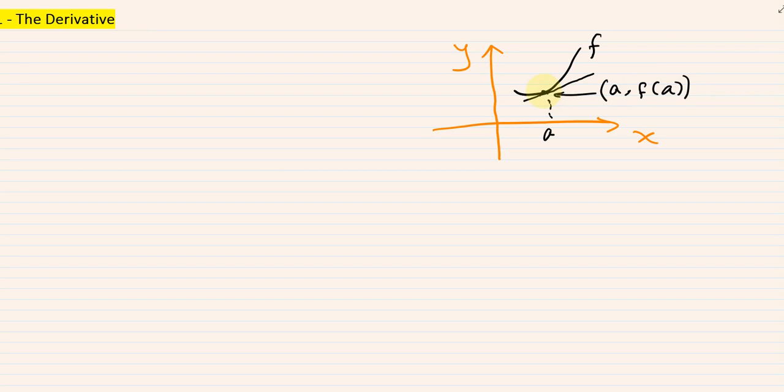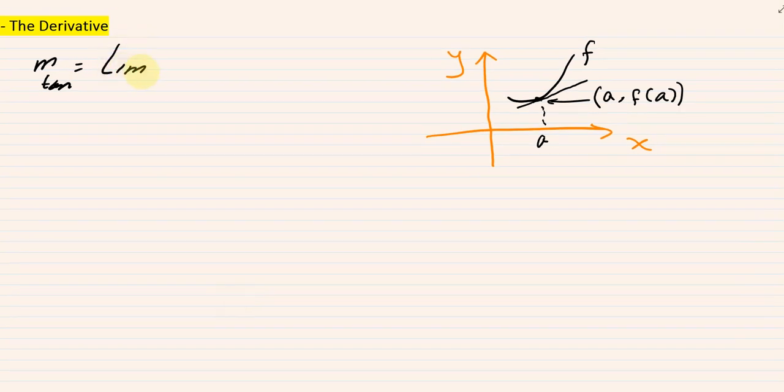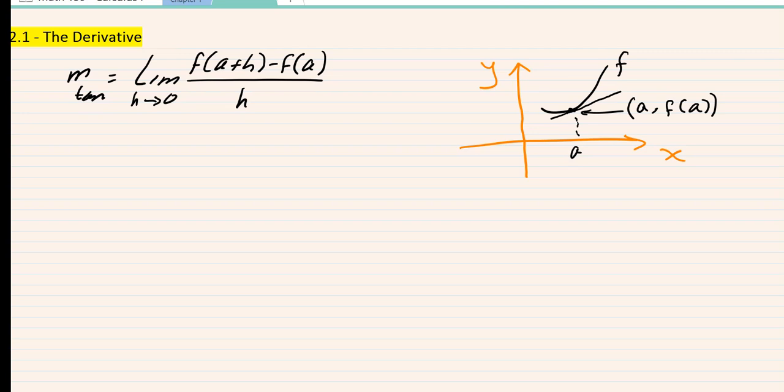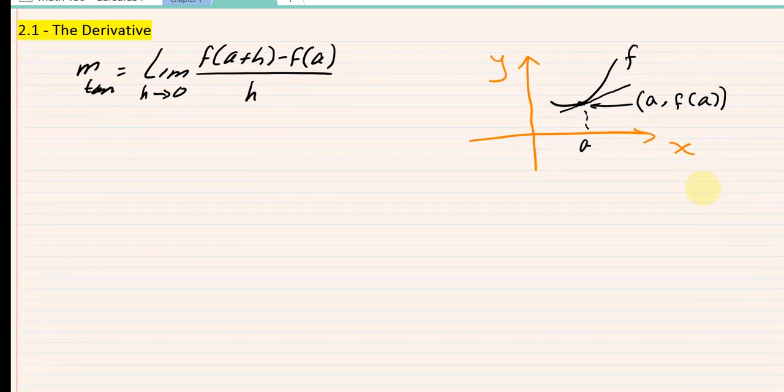Remember in chapter 1, near the end of the chapter, we said that the slope of the tangent line is equal to the limit as h goes to 0 of f(a + h) minus f(a), divided by h. You can review the lecture we did in section 1.5, I believe, where we derived the slope of a tangent line at that point. This gave us the slope of a tangent at a point A, at x equals a.